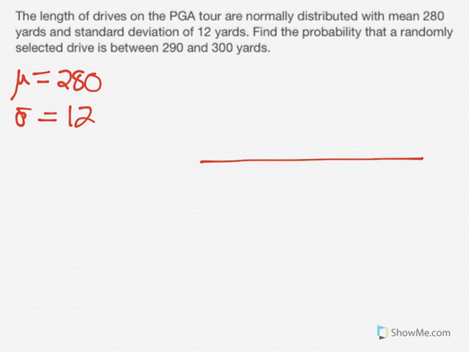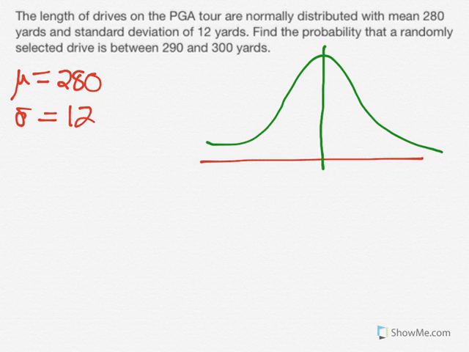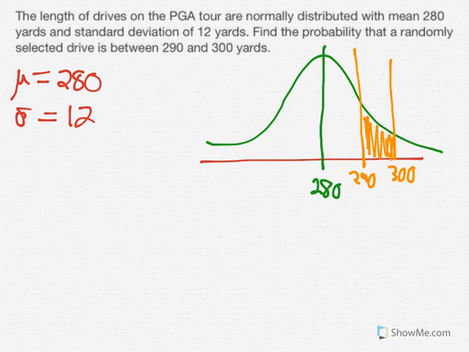Let's draw a quick picture of what we're dealing with. We know it's normally distributed, something like this. We know our mean is 280. And what we want is the probability of falling between 290 and 300. So I'll say 290 is here, just slightly to the right of 280, and 300. So we want this probability here. Remember, probability in a normal distribution is just area under the curve. So we need to find that.